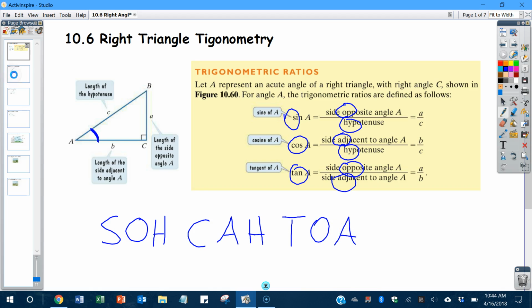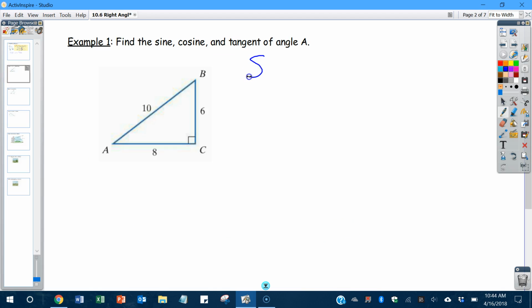So we're going to use SOHCAHTOA on this next thing. I'm going to write it again, SOHCAHTOA, because now I can remember things if I write that out. This asks us to find the sine, the cosine, and the tangent of angle A. So I'm going to do each one of those.